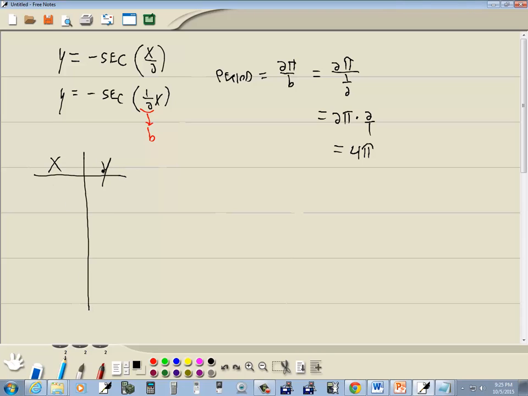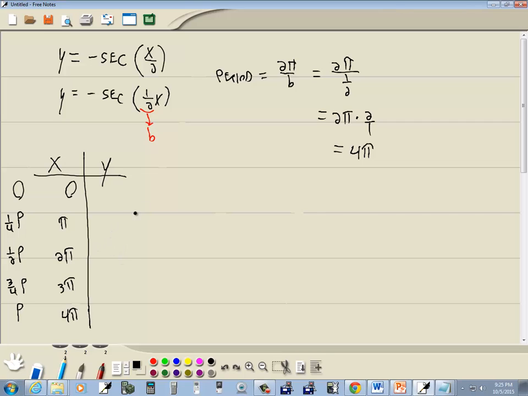And let's build our t-chart here. We've got 0, that's 0. Period is 4 pi. Half of our period is 2 pi. 1/4 of our period is pi. And 3/4, why do I keep writing pi's down there? Let's try it again. That's 1/4 of our period, and this is 3/4 of our period. Okay, well, 3/4 times 4 pi gives us 3 pi.